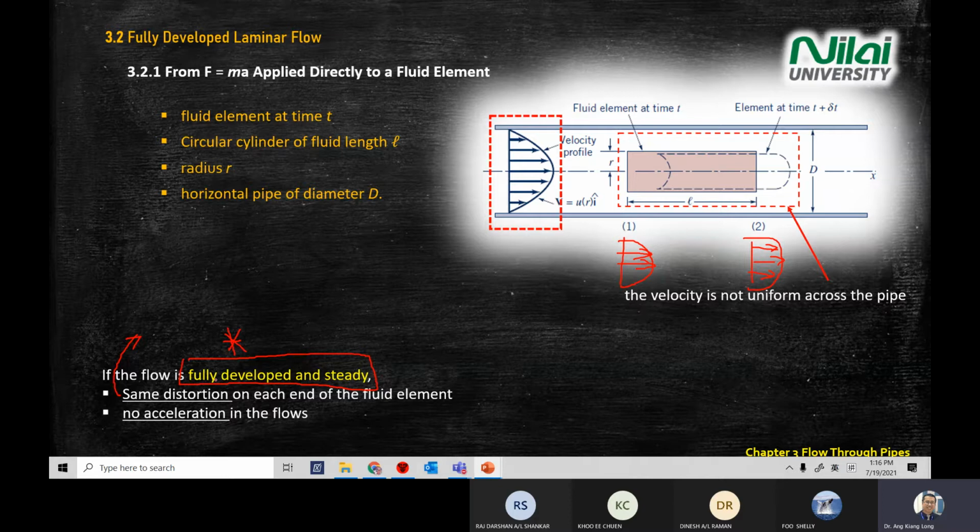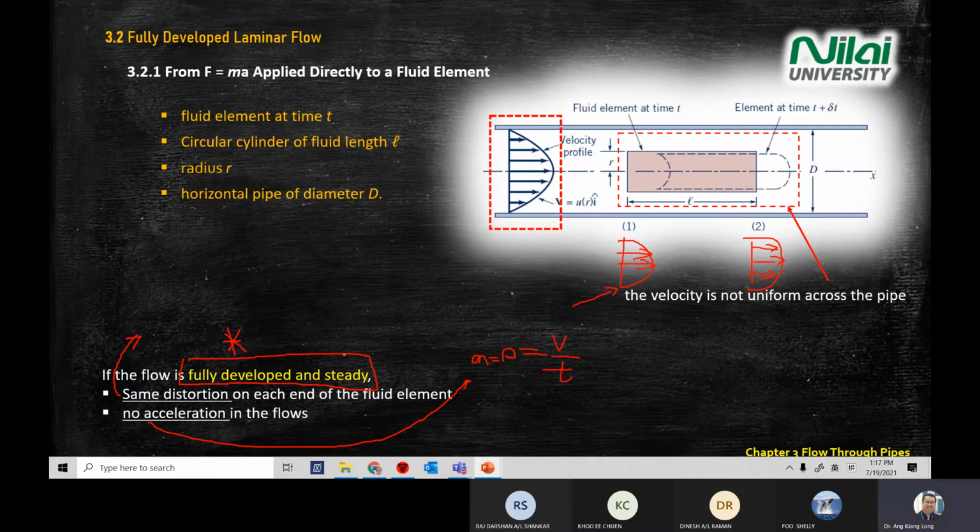It means that when you have a fully developed and steady flow, you have the equation for this profile, and you can use it for 1 and carry it forward to 2. Second one, if you have a steady developed flow, acceleration equals 0. There's no acceleration. What is the definition of acceleration? Velocity divided by time.